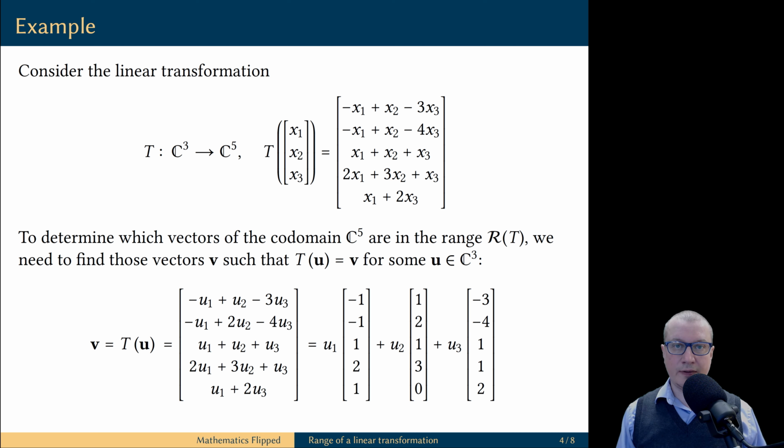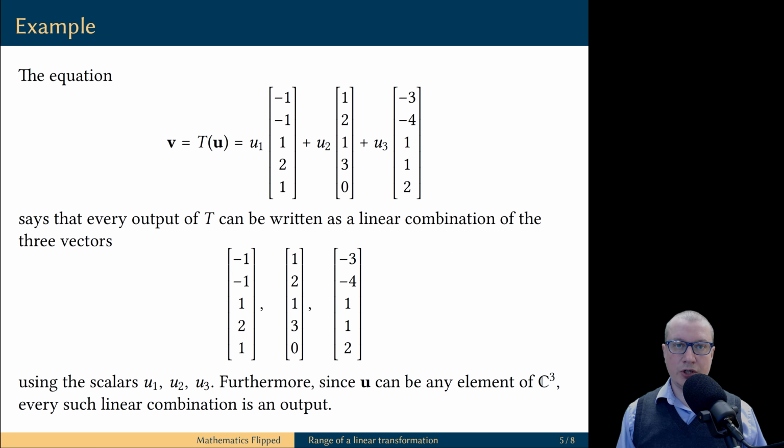But we can rewrite this vector as a linear combination of three fixed vectors with the components u1, u2, and u3 working as scalars. But this equation says that every value of the linear transformation t is one of these linear combinations. Moreover, the scalars in this linear combination are the components of the input vector u, and we can use any vector in the domain, which is C3, as an input.